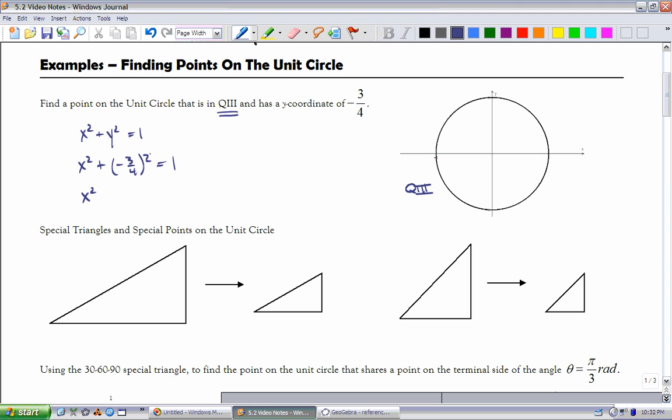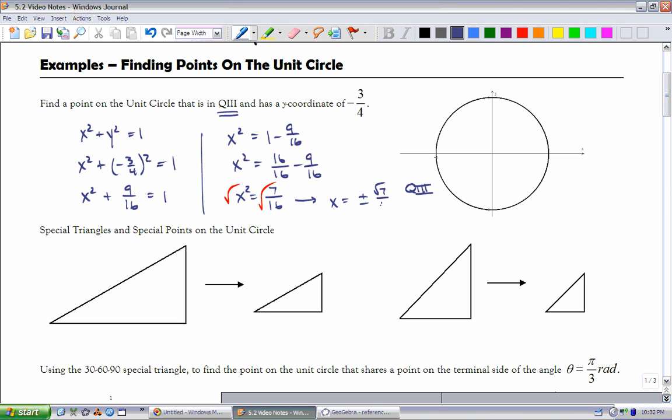If we begin to solve, and we want to solve for x, we end up with x squared plus 9 over 16 equals 1. X squared then equals 1 minus 9 over 16. Okay, or x squared equals 16 over 16 minus 9 over 16. That's the 1. Get a common denominator. Okay, or x squared equals 7 over 16. And if we take the square root of both sides, we end up with x equals plus or minus the square root of 7 over 4.